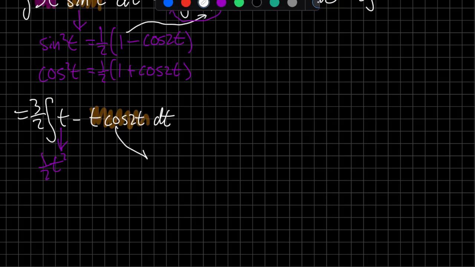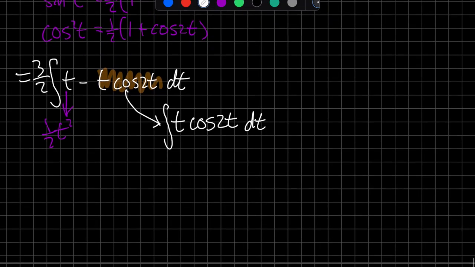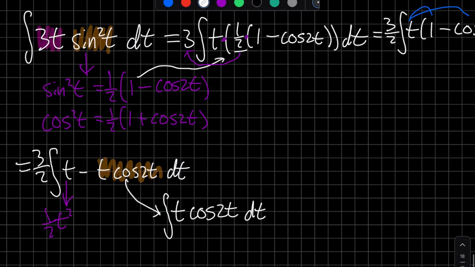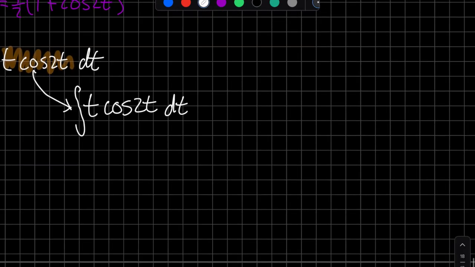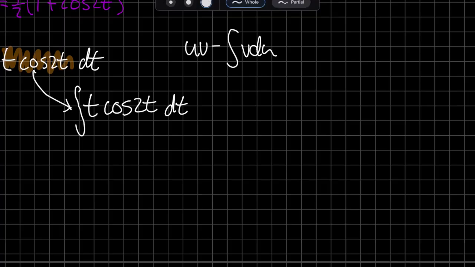So let's go ahead and work on this integral right here. We have this t cosine 2t dt. Here we have another integration by parts, but it looks a lot more simple than the first initial integral that we have. You can either choose to do the uv minus integral of v du method, which works perfectly fine. But a method that I'd like to use a lot and show a lot of students is the tabular method or the DI method, whatever you like to call it. That's where we make a table like this.